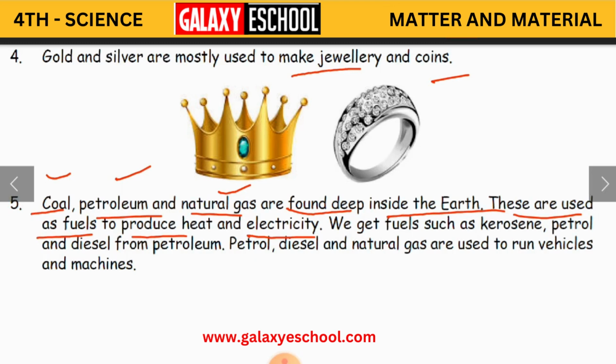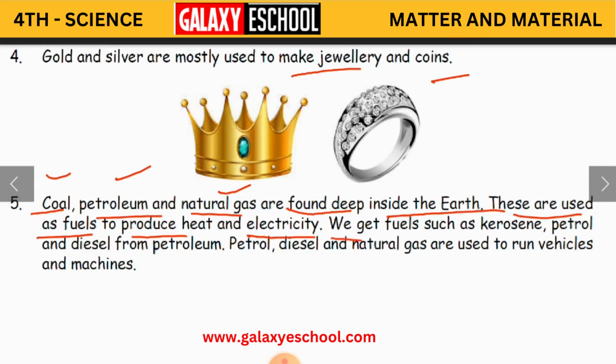Without coal, petroleum and natural gas, children, would we be able to generate electricity, or run the railway services or any motor services? No, it is not possible. These are used to produce heat and electricity. They are used as fuels. Even in our kitchen, without the gas, can we cook food? No. So these are all very important, and we get them deep inside the earth.